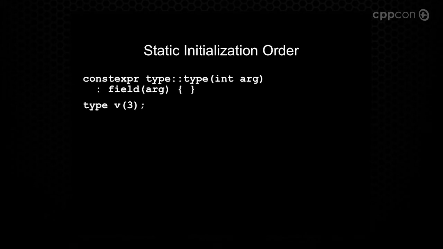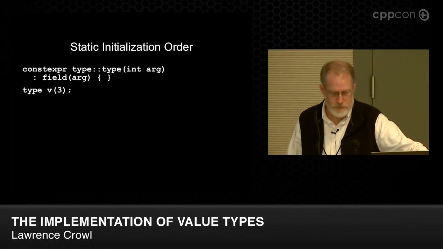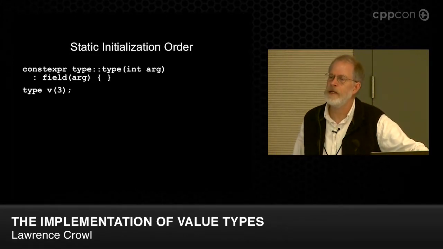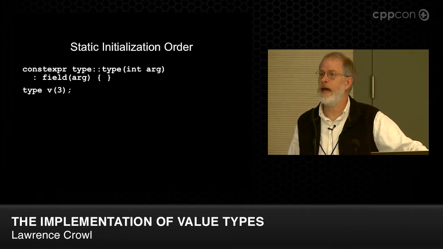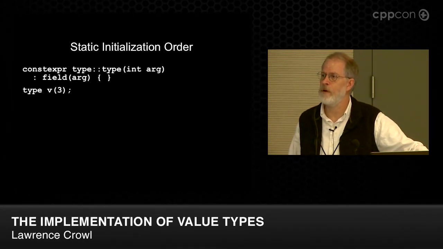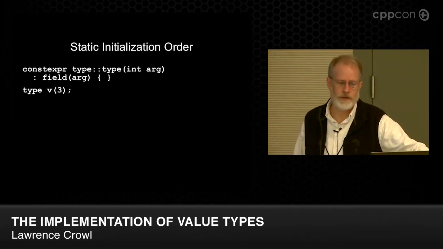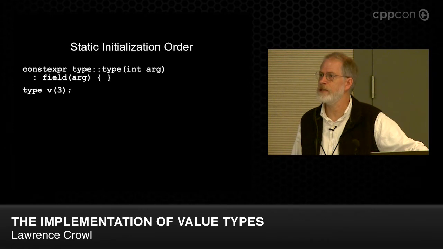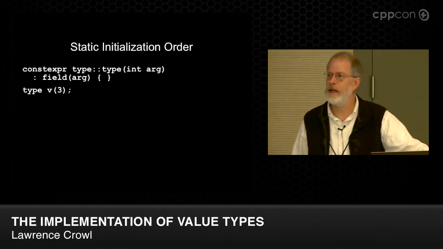The next conflict is static initialization order. The C++ language has relatively few guarantees on what order global variables get initialized. For a value type, it would be best if you could initialize it at compile time or link time. It happens before the program starts. You don't have to worry about initialization order. The way you achieve that is with a constexpr value constructor.